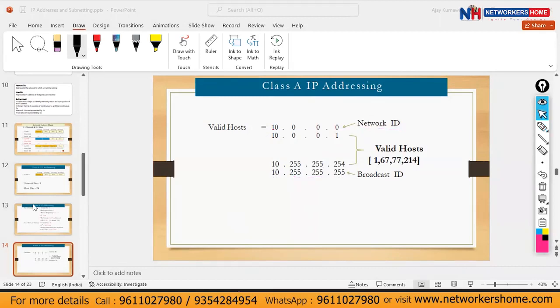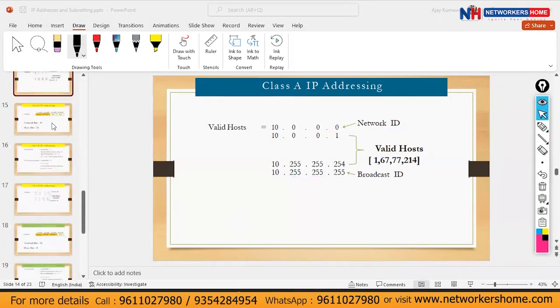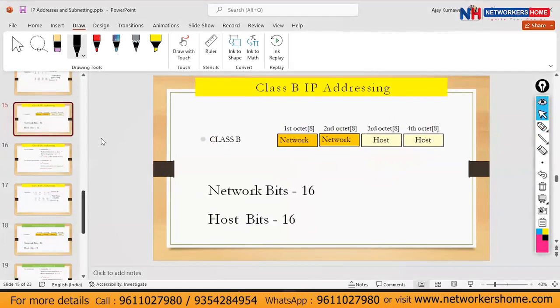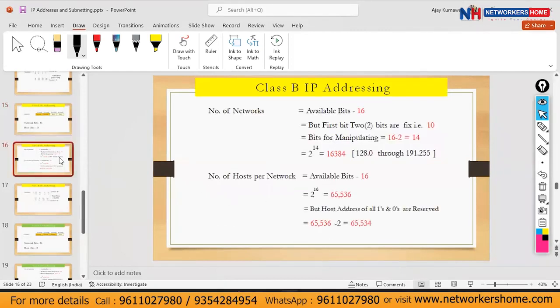Now a similar calculation will be there for class B also. In class B, 2 octets are for network and 2 octets are for host: a total of 16 network bits and 16 host bits. If you calculate the number of networks, we have a total of 16 bits. But if you remember, when we were dividing the classes, 2 bits were reserved, the first and the second bit. The first bit was always 1 and the second bit was always 0. So we cannot use these 2 bits.